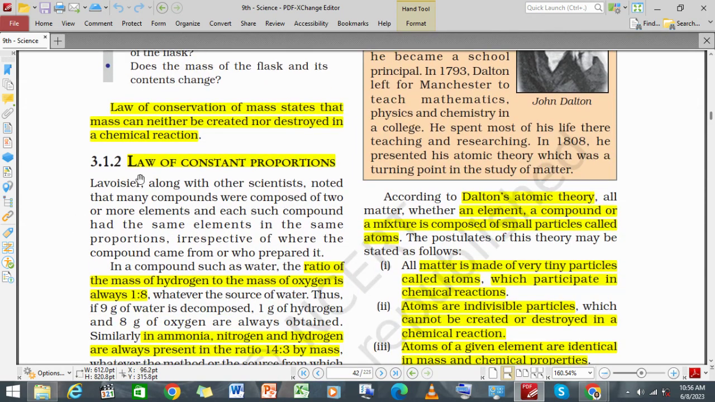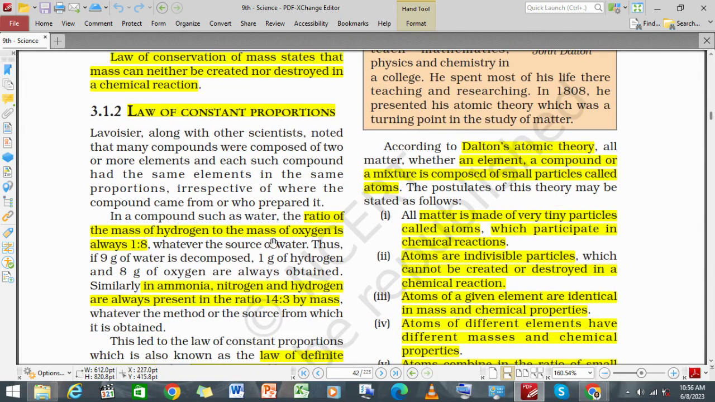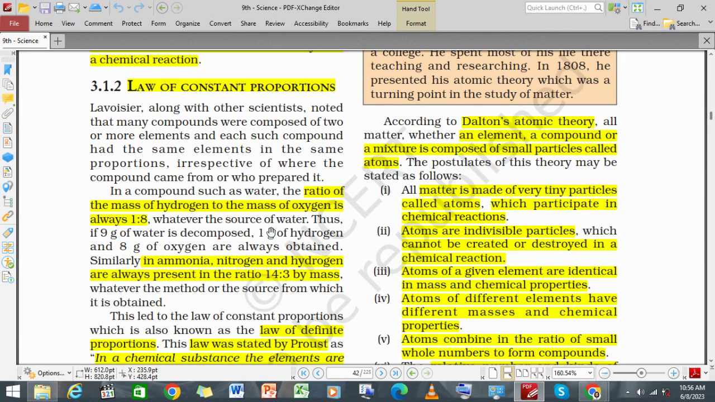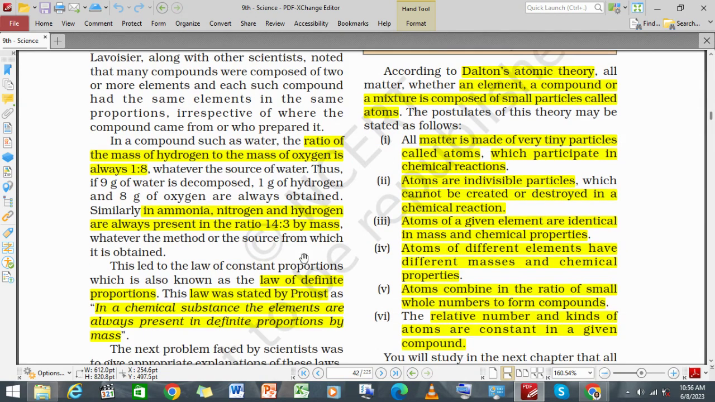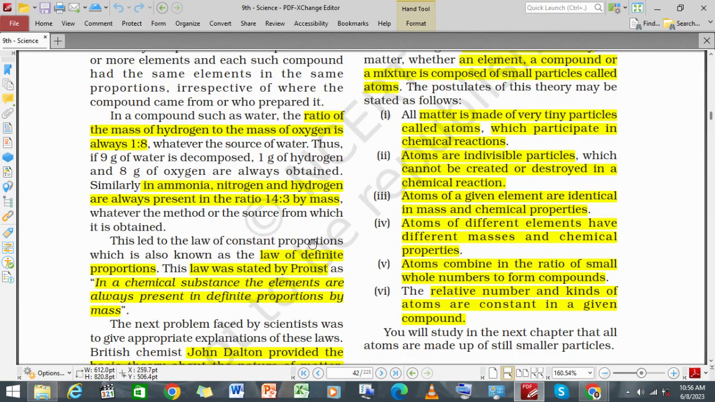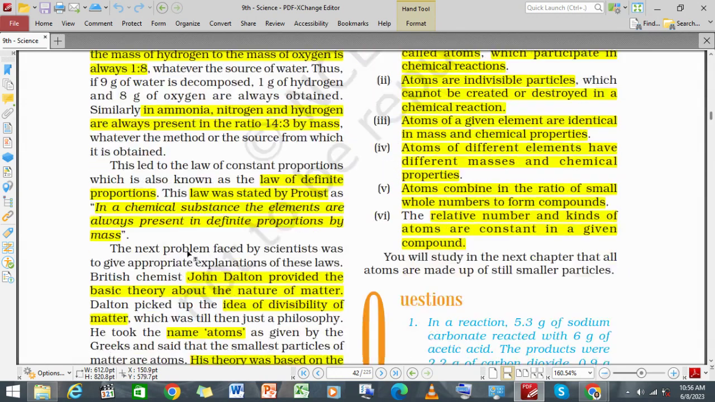in a chemical reaction. And what is the law of constant proportion? The ratio of the mass of hydrogen to the mass of oxygen is always 1 is to 8. It is an example that the ratio of the masses of one atom to another atom will always remain the same in a compound. Now, in ammonia, nitrogen and hydrogen are always present in the ratio of 14 is to 3 by mass. So, what does it state? Law of definite proportion. The law was stated by Proust. In a chemical substance, the elements are always present in a definite proportion by mass.